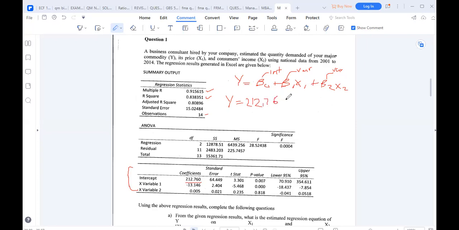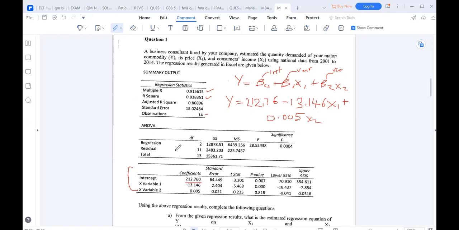Then we also have variable 1, which is negative 13.146 X1, plus 0.005 X2. So this is our regression equation.